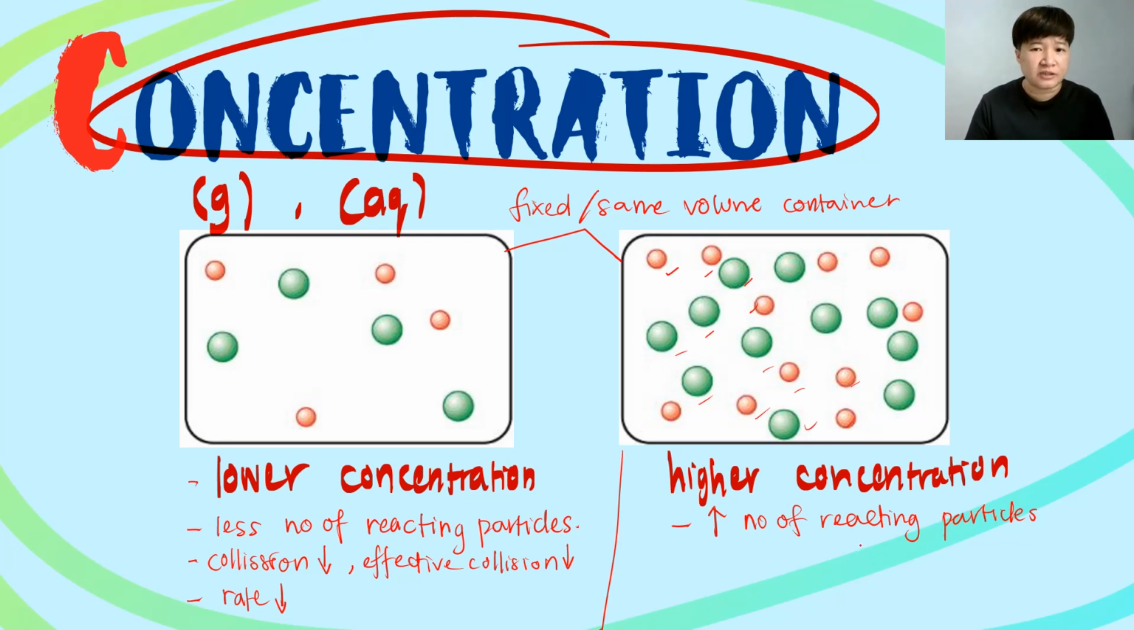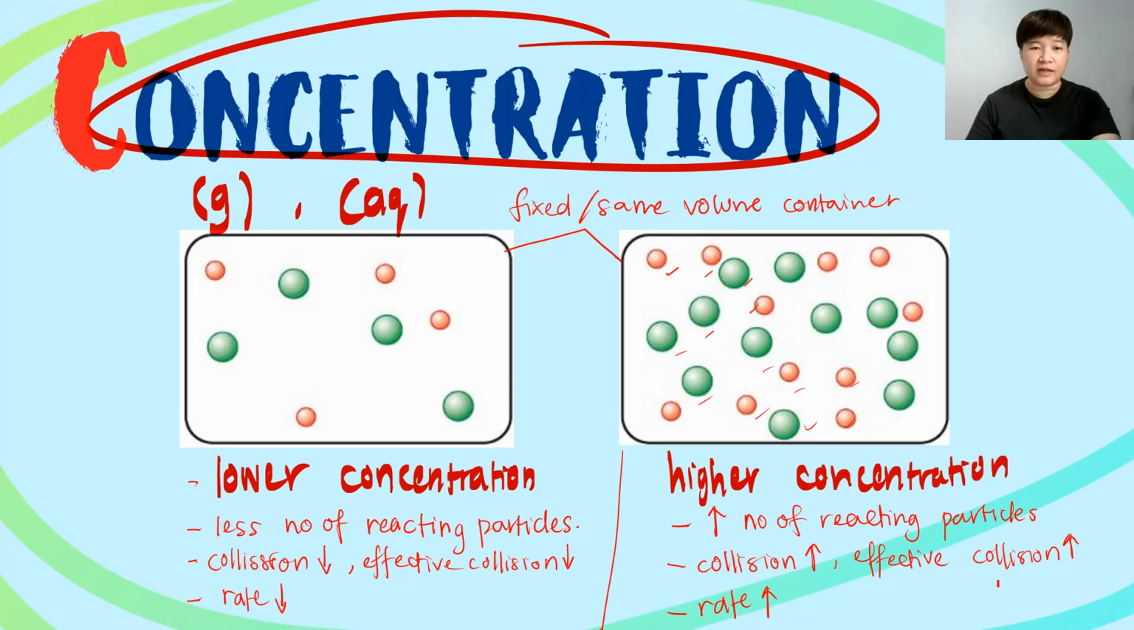What happened to the collision? Obviously, you can see that the reacting particles can collide more over here because they are closer to each other, right? So collision increases. When collision increases, automatically your effective collision will increase. When the effective collision increases, obviously more reactant can change into product. When more reactant can change into product, that is the reason why the rate will increase. So as a conclusion, when concentration increases, the rate of reaction will increase.